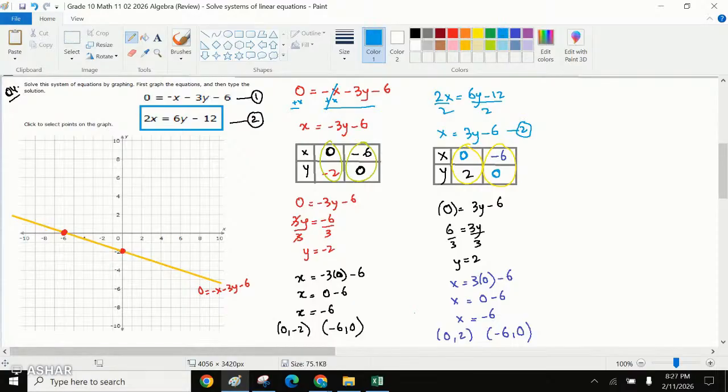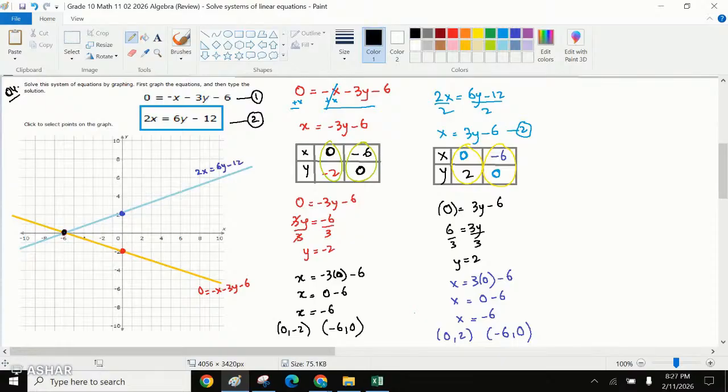So let's plot these points: 0, 2, and minus 6, 0, right? So when we join a line over here, we would see that this line is passing through this point. By chance, it's the same point, but it can be anywhere, right? And we can say the equation for this line was 2x is equal to 6y minus 12.